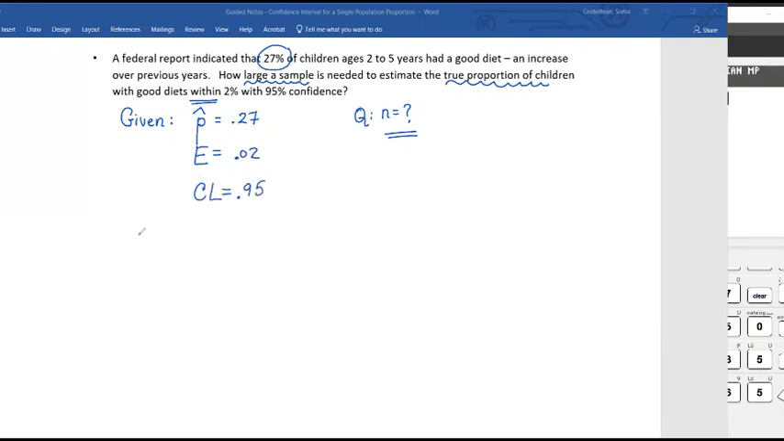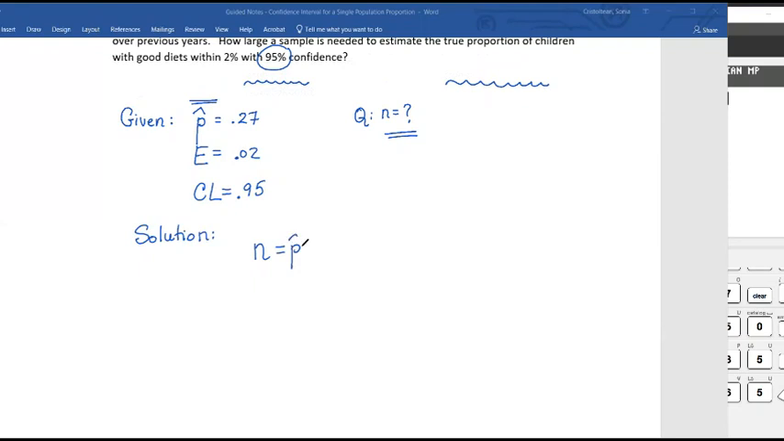To solve this problem, we will simply use a formula. And the formula is n equals p hat times q hat times the critical value divided by E, all raised to the second power. Do we know p hat? Yes, we do. Can we find q hat? Yes, we can. q hat is 1 minus p hat, which will be 0.73. So we know these two. Do we know E? Yes, we do. So we have all of these values. And what about Zc, the critical value associated with the confidence level of 95%? We should know that by now.